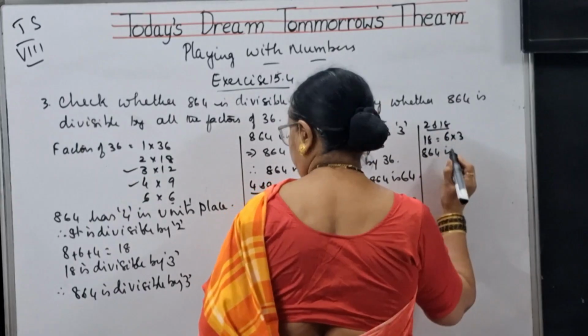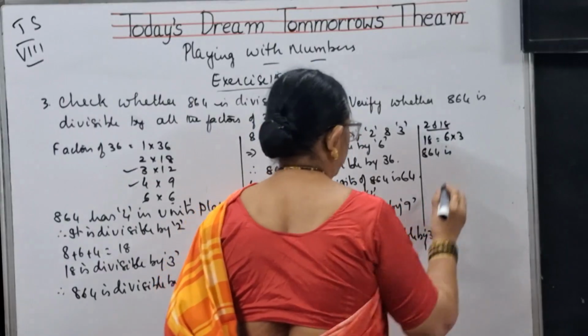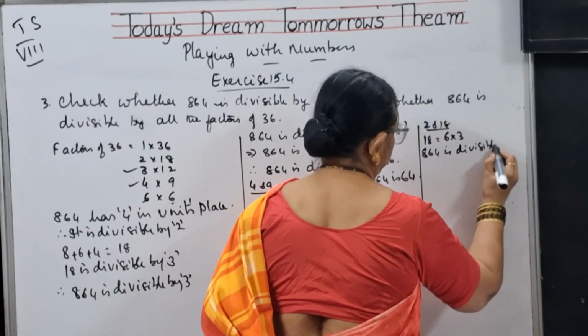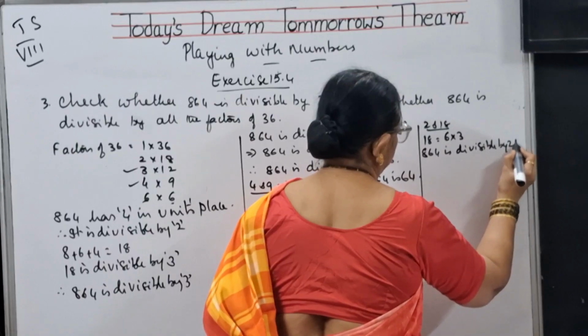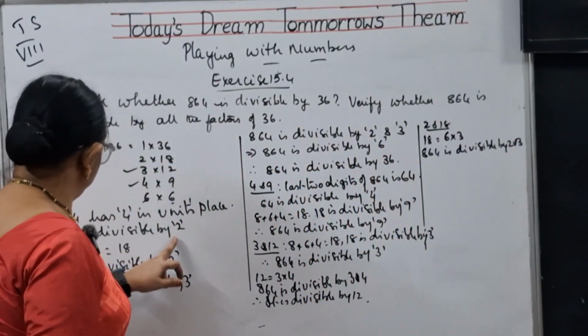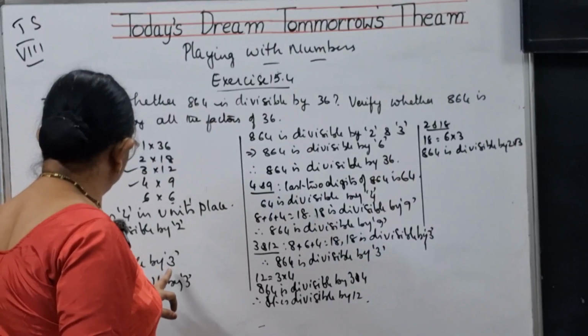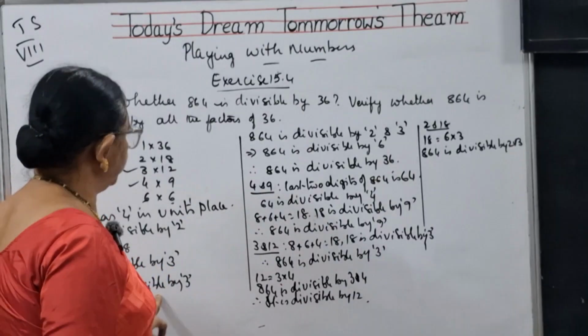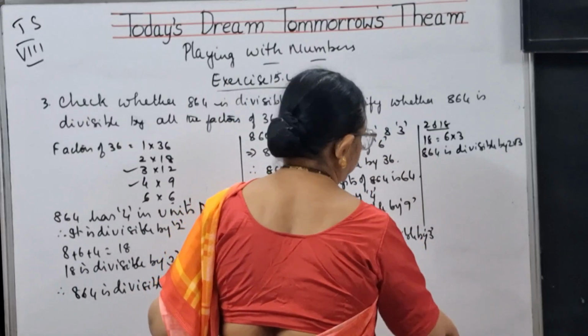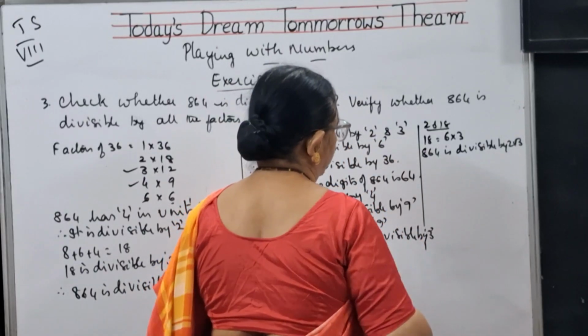864 is divisible by 2 and 3. We have proved it is divisible by 2, I have proved it here. It is divisible by 3, I have proved it here. So already I have proved it is divisible by 6. So I need not write it, children.